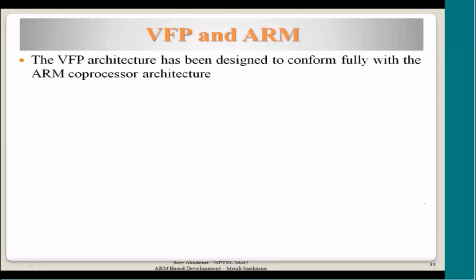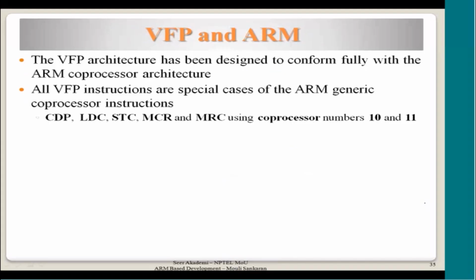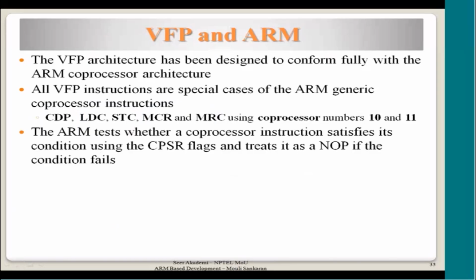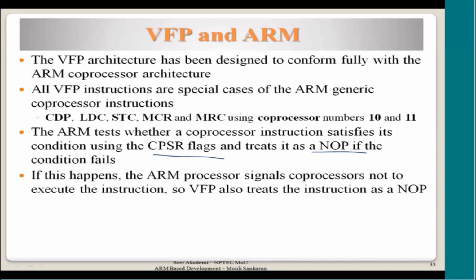Now, what are the ARM instructions? Now you know that these are the coprocessor instructions. This is the data processing instruction. This is the load store instruction of the coprocessor, and this is the coprocessor to ARM register transfer. It uses 10 and 11. And if the conditional code is not met, then both VFP as well as ARM treat that vector processor instruction as a no op.